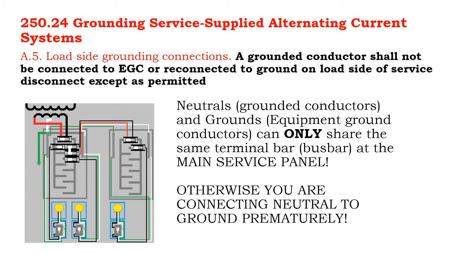A grounded conductor shall not be connected to the equipment ground or reconnected to the ground on the load side of the service except as permitted. Neutrals can only share the same terminal as the ground on the main service panel. So what does this mean?